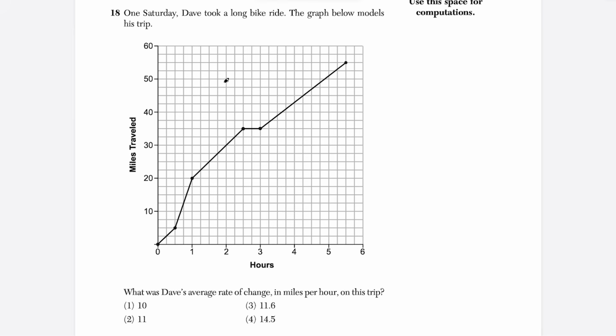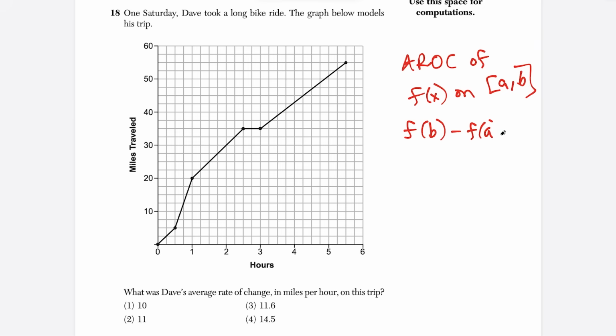Question 18, one Saturday, Dave took a long bike ride. The graph below models his trip, and we want to know what was Dave's average rate of change in miles per hour on this trip. So for this question, we have to know the formula for average rate of change of f of x on the interval AB. When we're on this interval AB, how do we find the average rate of change? We use the formula f of b minus f of a over b minus a. This is really just us finding the slope between 2 points, but that's the technical way of writing the formula for average rate of change.